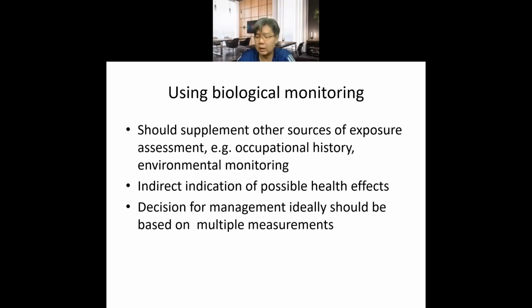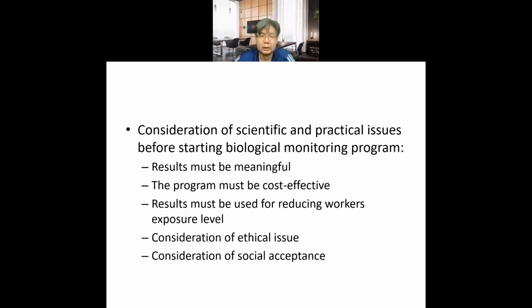One of the most common proactive management is medical removal protection. Under the medical surveillance, if we identify any worker having a high level of chemical in the body, OHD under the USECHH regulation can require MRP, medical removal protection, for the workers.